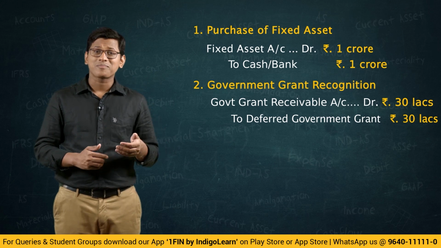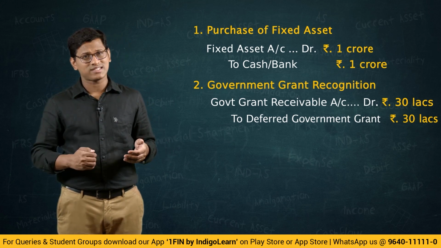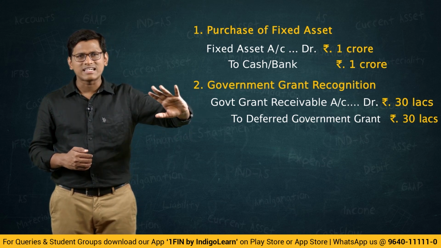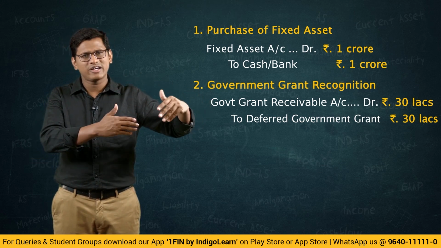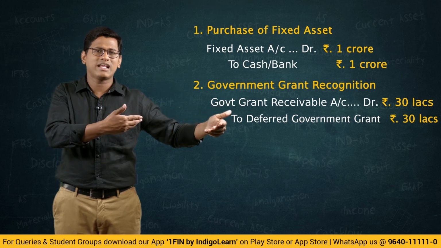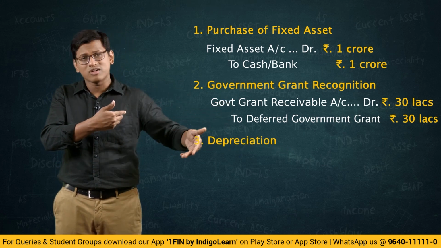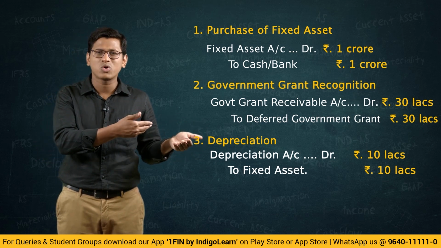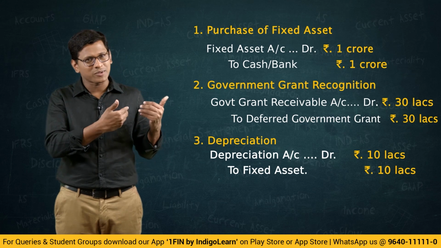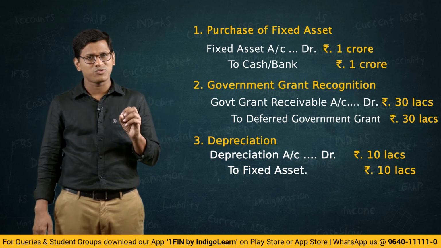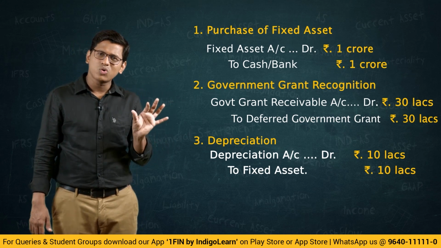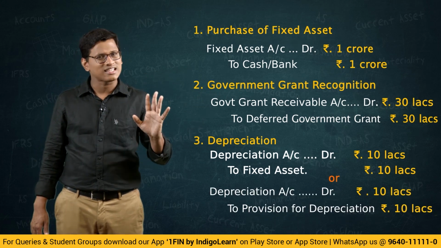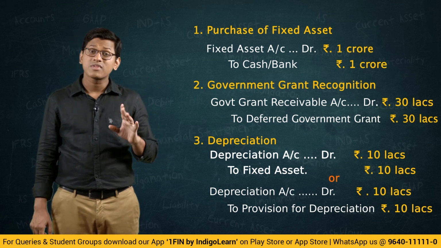At the end of the first year, say the company is following straight line basis and the company wants to provide depreciation. Depreciation entry for fixed asset is something known to us. If you are following net basis, then it is something like the depreciation account debited to fixed asset, but most companies don't follow net basis of showing this fixed asset account. They will show only gross basis. So then what will happen? There will be a provision for depreciation which will be created, right? So depreciation account debited to provision for depreciation account, say for 10 lakhs. That is what will happen at the end of first year.